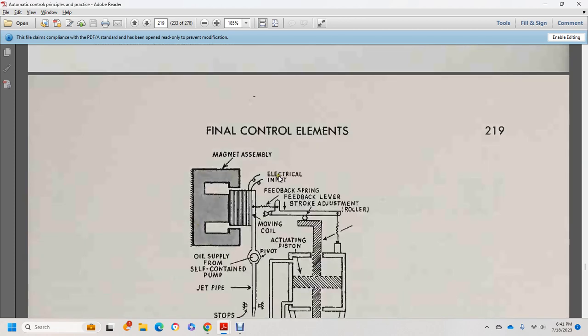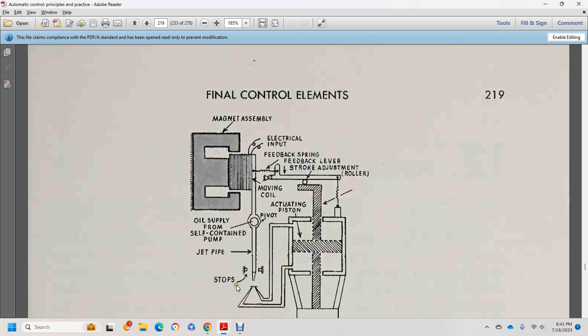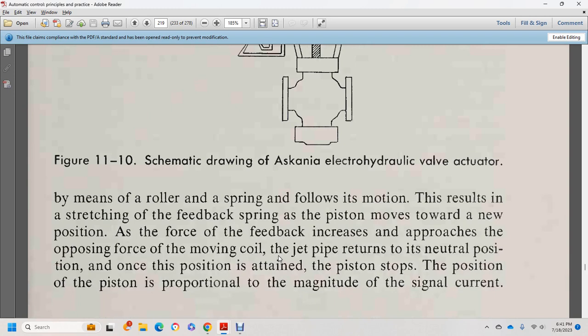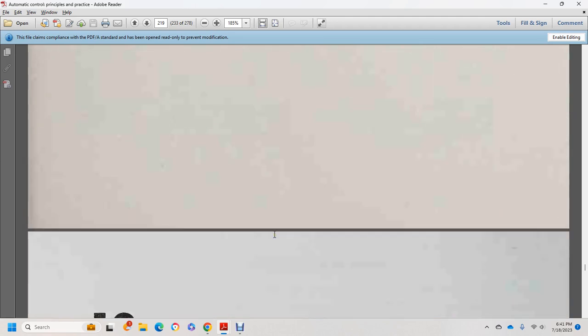So we have a magnet, the electrical input, feedback lever, stroke adjustment, the moving coil, the actuating piston, the pivot, the oil supply from the self-contained pump, the jet pipe that stops restricted flow, and the actuating piston, and then into the electro-hydraulic valve actuator by means of the spring of the valve. With the motion and the stretching of the feedback spring, the piston moves toward the new position. The force of feedback increases, approaching the opposing force of the moving coil of the jet pipe, with a return to the neutral position. Once the position is attained, the position of the piston is proportional to the magnitude of the signal current.